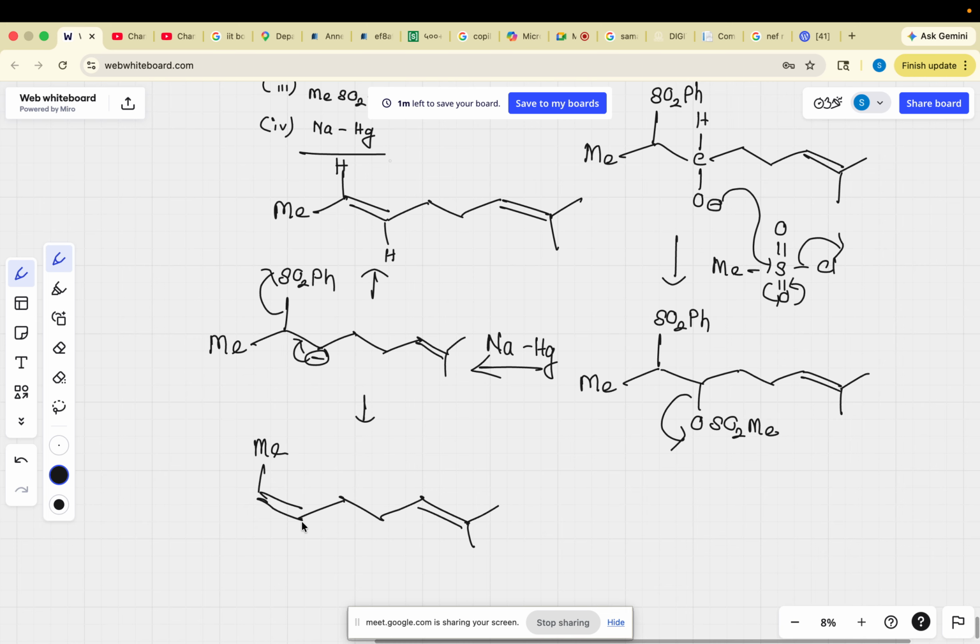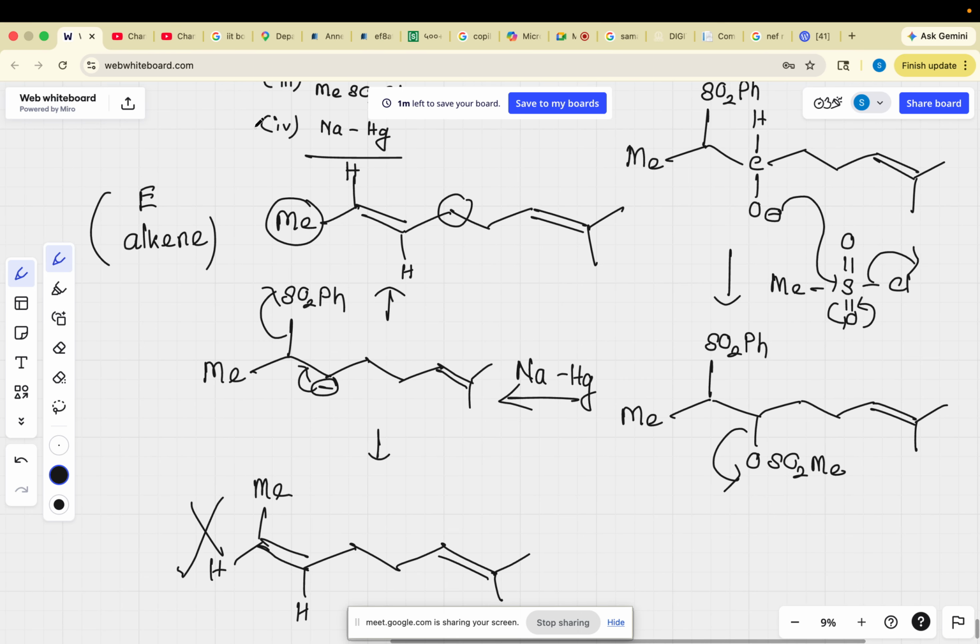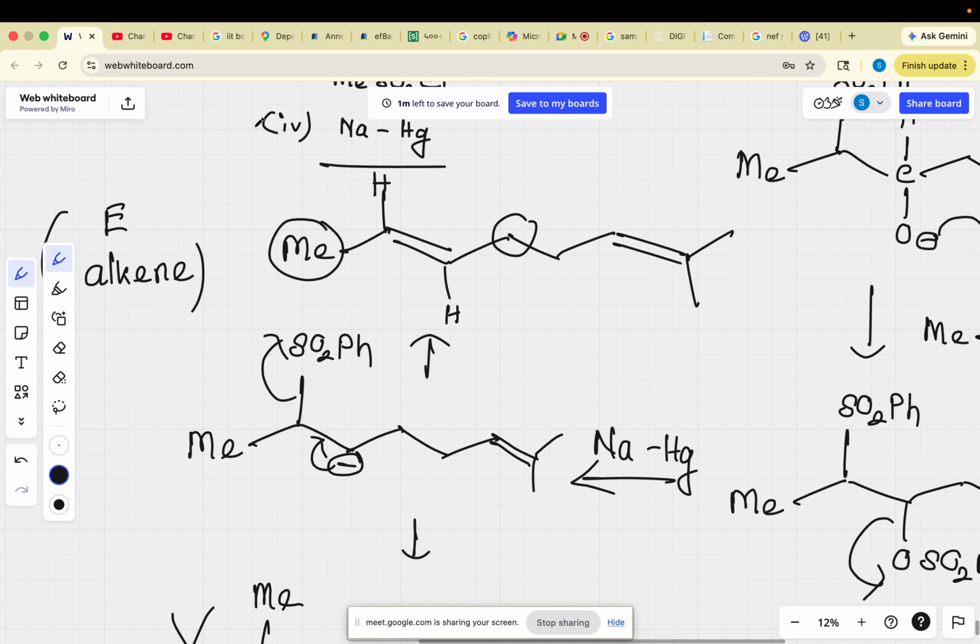So that means what, this hydrogen and this hydrogen, they are becoming cis to each other, so that is not possible. Okay, the hydrogen should be trans, and here the alkyl group, this methyl and this alkyl group, they are also trans to each other, so you will end up in your E-alkene. Okay, you will end in your E-alkene. Clear? Yes, sir.